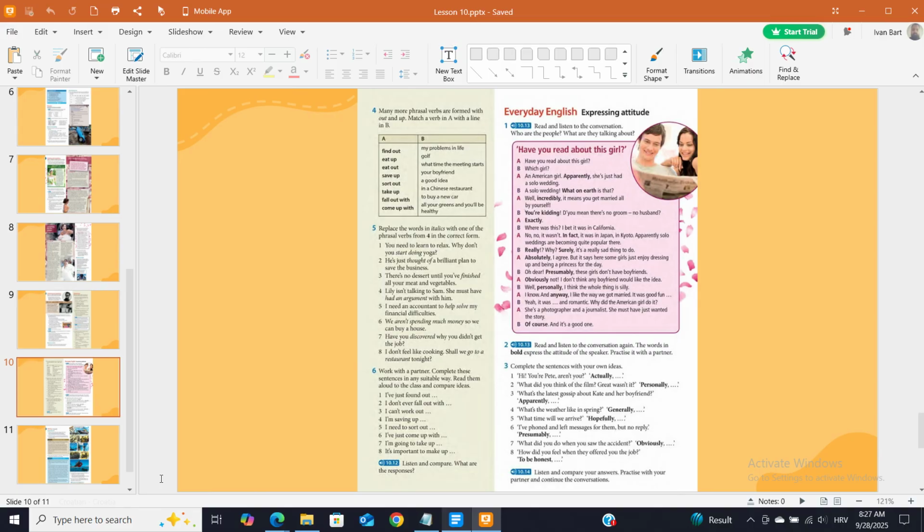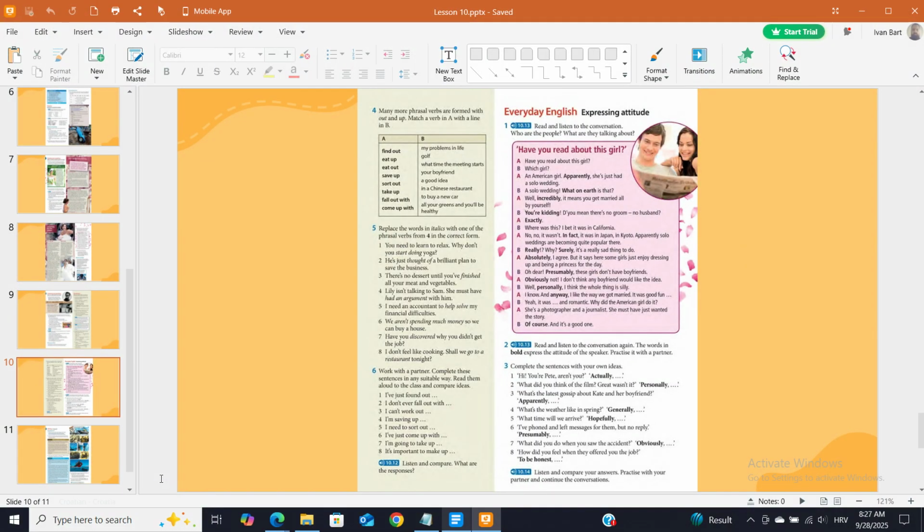5. I need an accountant to help solve my financial difficulties. 6. We aren't spending much money so we can buy a house. 7. Have you discovered why you didn't get the job? 8. I don't feel like cooking. Shall we go to a restaurant tonight?